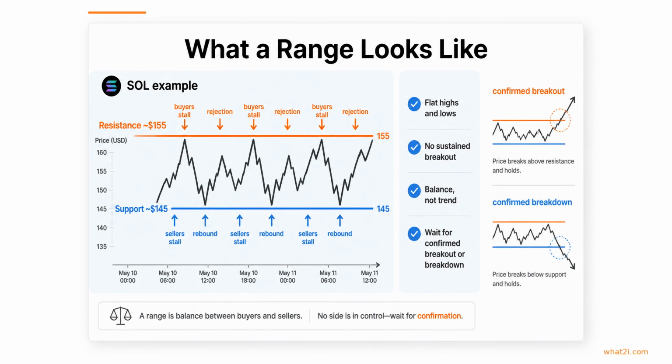A range is what you get when price isn't really trending, just bouncing between support and resistance. In Solana, if it keeps moving between about $145 and $155, with repeated rejections near the top and rebounds near the bottom, that suggests balance rather than momentum in either direction. The key is patience. If you force a trend label onto a range, you can make poor trades, so it's usually better to wait for a confirmed breakout above resistance or a breakdown below support.